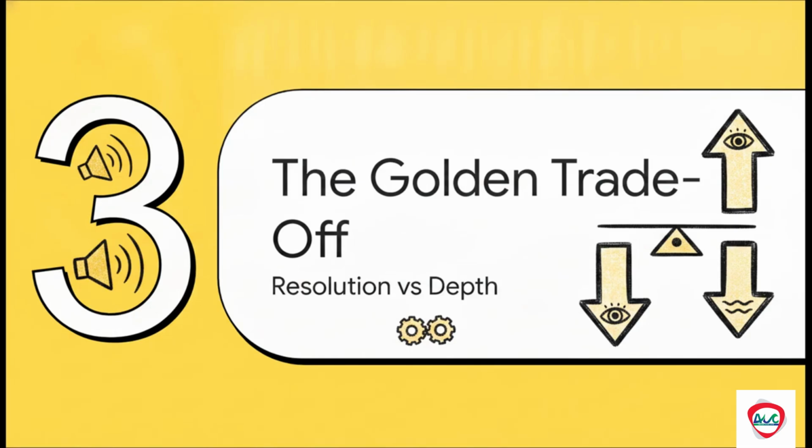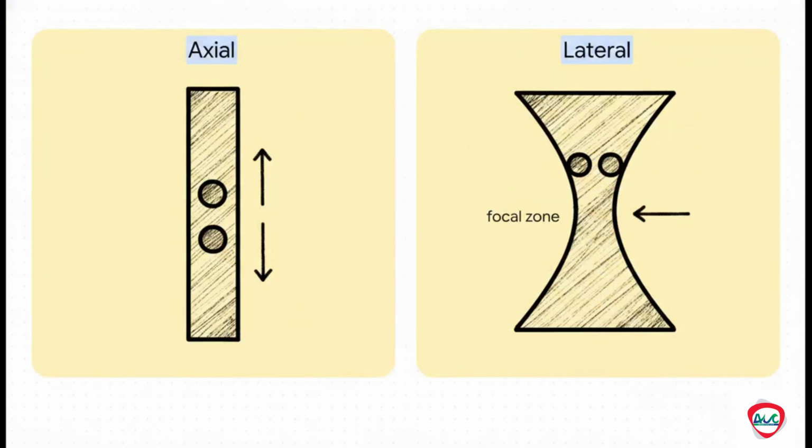This is the core conflict of all ultrasound imaging. To really grasp this trade-off, we have to talk about resolution, which basically comes in 2 flavors. First up is axial resolution. This is your ability to see detail vertically, right along the beam path. For brilliant axial resolution, you need shorter pulses, which means, you guessed it, higher frequency.